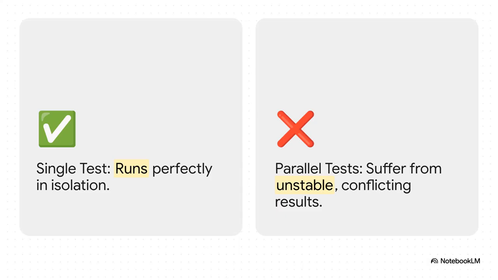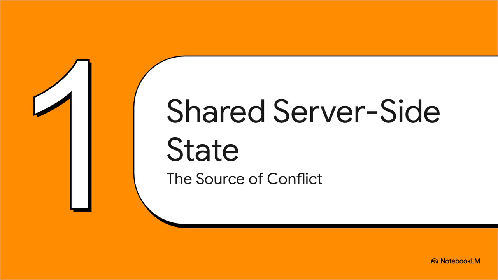And here's the real kicker, right? We use parallel execution because it's supposed to make things faster, to get us that quick feedback. But when your tests start stepping on each other's toes and messing with the same data, you get the total opposite. You get chaos, unreliable results, and just hours of your life wasted debugging ghosts. So what is actually happening here? What's going on under the hood?